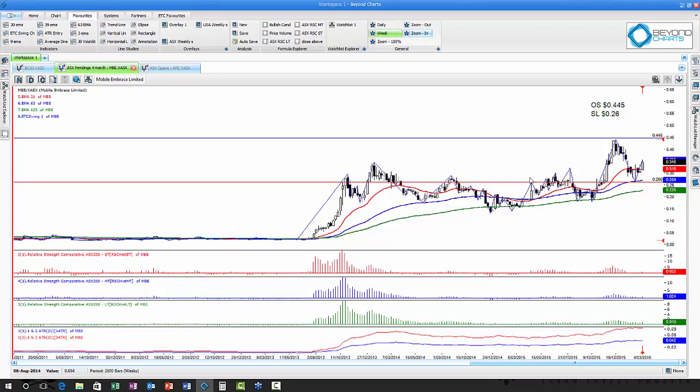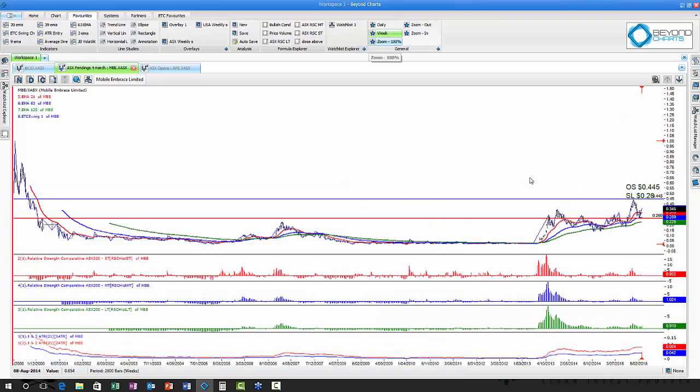Certainly, if we zoom out and go way back out, the only overhead levels, or ceilings, or resistance, or points of supply are a long time ago, pre-2000. So that really is when the dinosaurs were around as far as this stock is concerned.